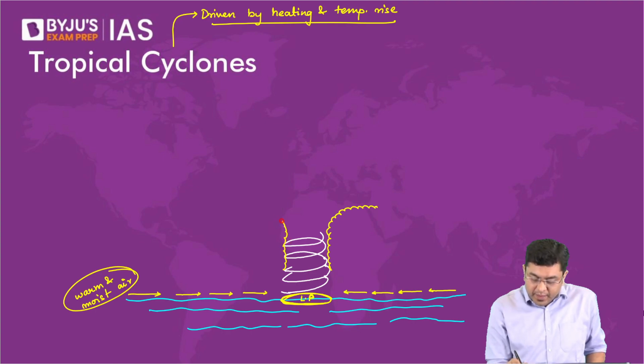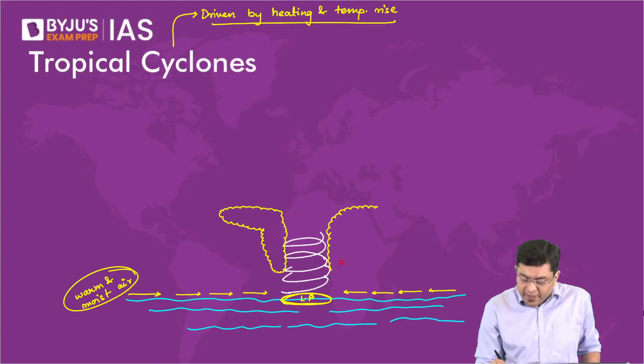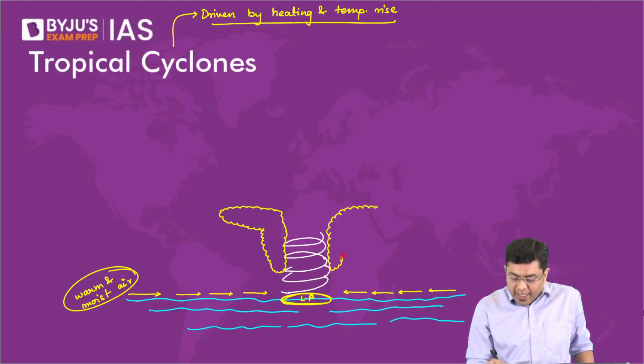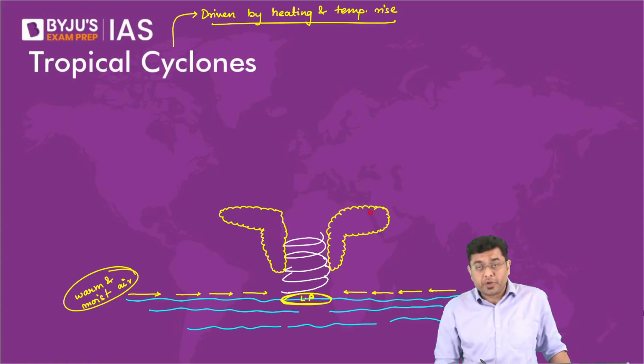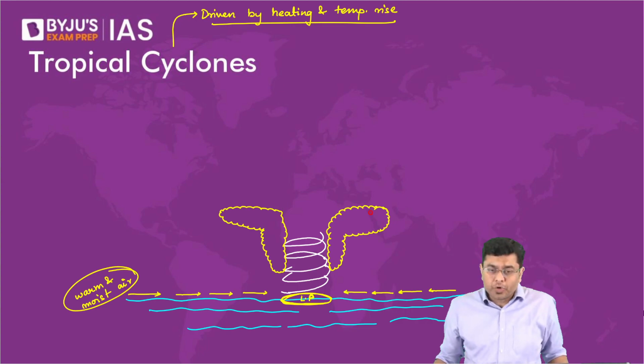That is where the cloud formation will begin to happen. Why cloud formation? Because it will rise up, its temperature will reduce. As the temperature reduces, the carrying capacity will reduce. It will reach saturation. As it rises up further, it will cool down further. Cooling beyond saturation leads to condensation. Condensation in upper air leads to cloud formation.